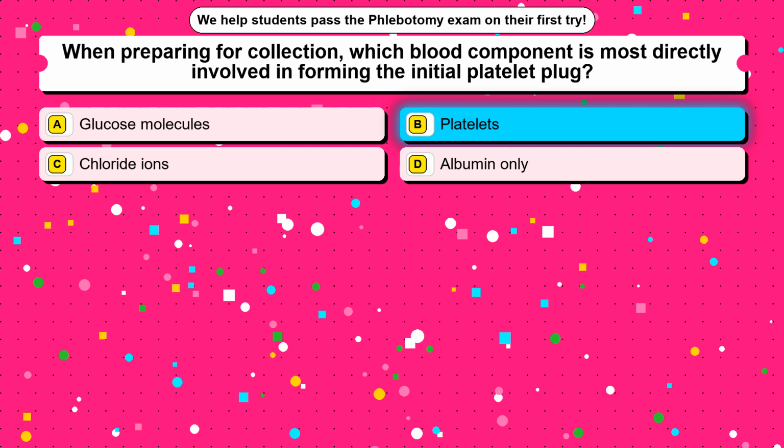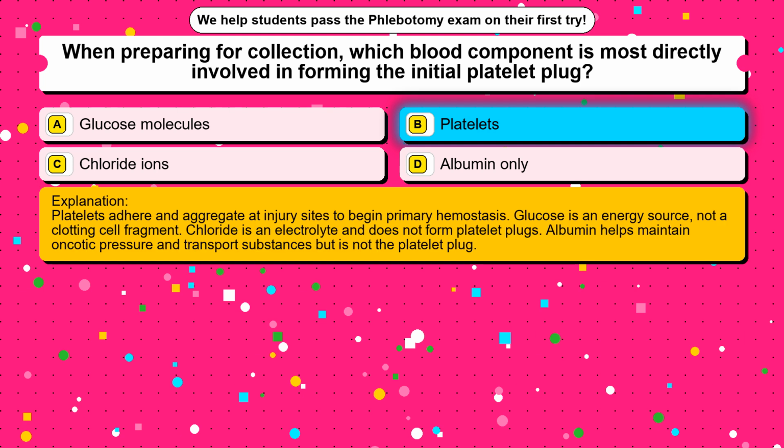Platelets. Platelets adhere and aggregate at injury sites to begin primary hemostasis. Glucose is an energy source, not a clotting cell fragment. Chloride is an electrolyte and does not form platelet plugs. Albumin helps maintain oncotic pressure and transport substances but is not the platelet plug.